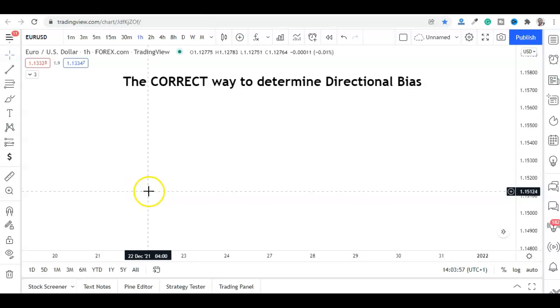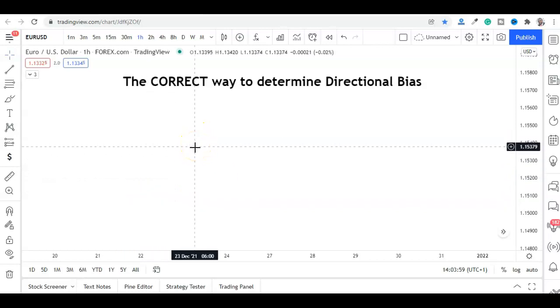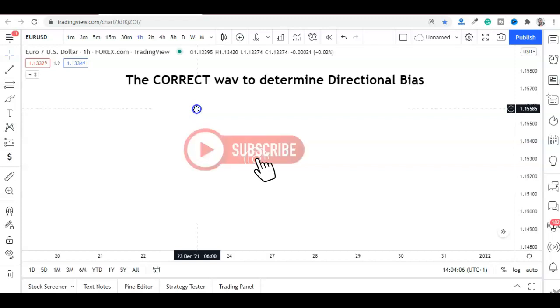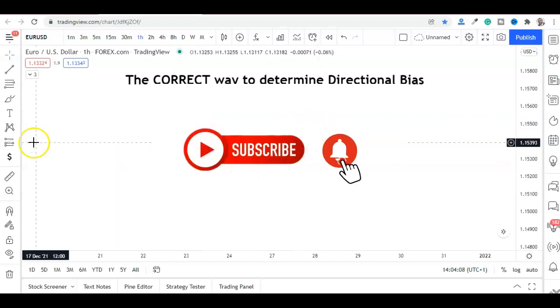Hello traders, in today's video we'll be looking at the correct way to determine directional bias in any market. Okay, so what is directional bias?